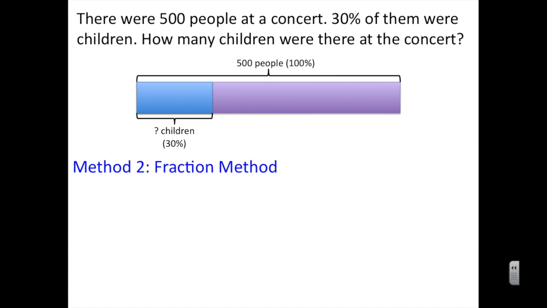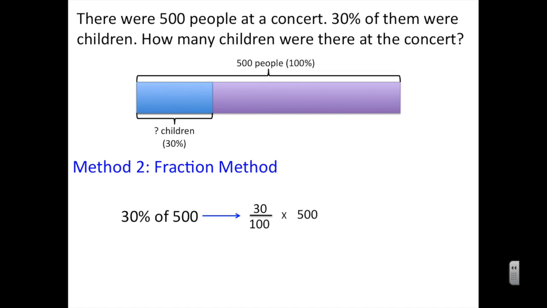Now let's take a look at that same problem that we started with, but let's solve it using a different method. This time, we're going to use the fraction method. In the fraction method, we're still solving the same problem. We still want to find 30% of 500. But instead of finding just 1%, we're going to find the whole thing, the whole 30% of 500, by changing 30% into a fraction. We can rewrite 30% as 30 over 100, and we're multiplying that times 500.